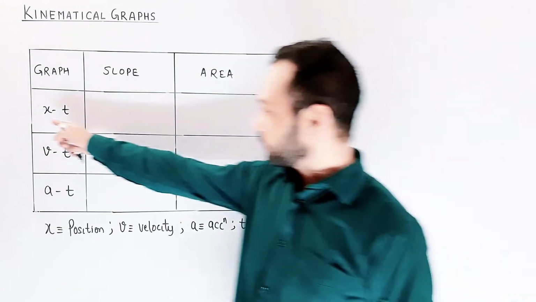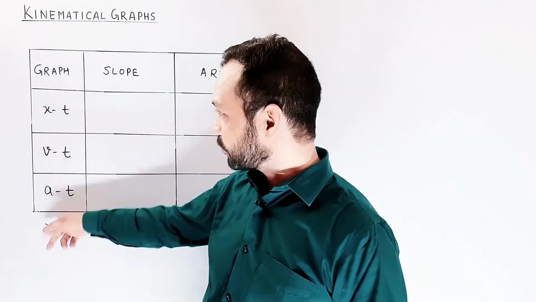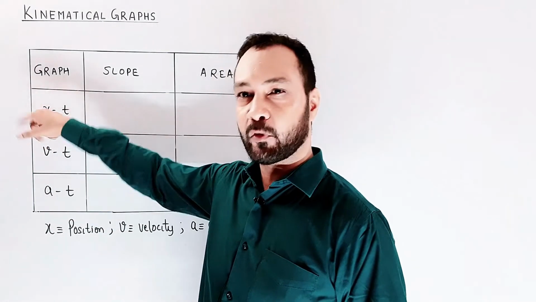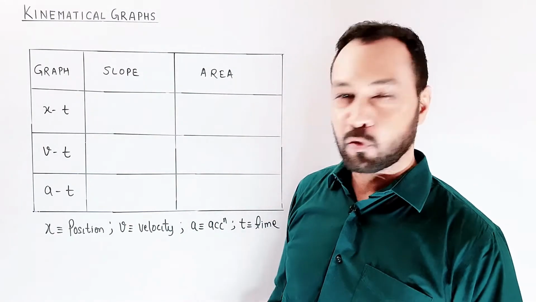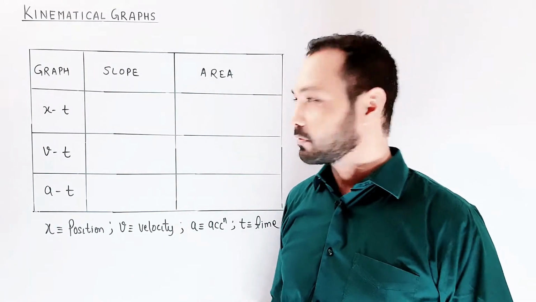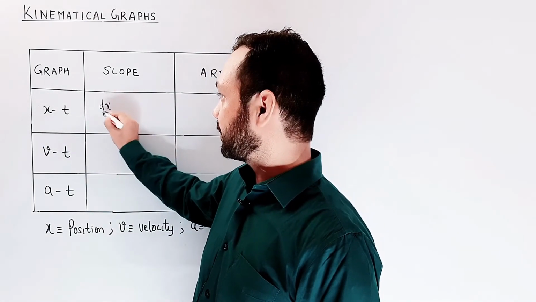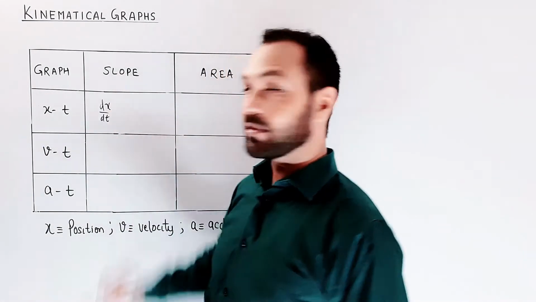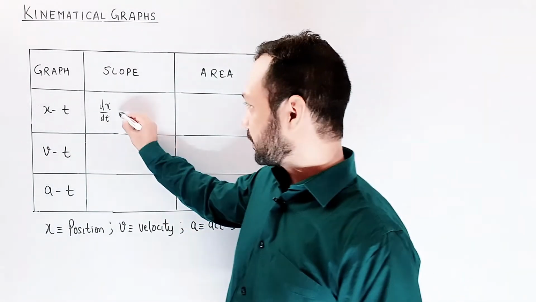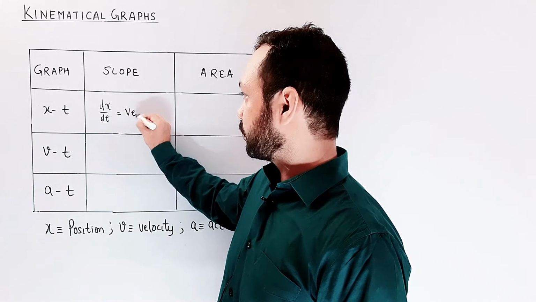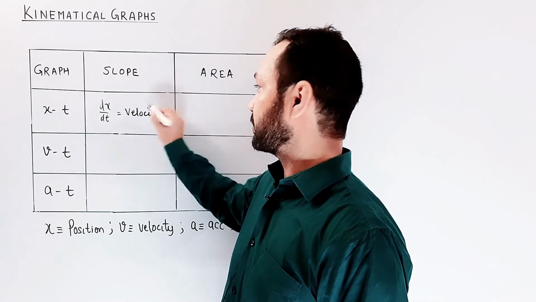The slope of xt graph would be, and one more thing, when I write xt, whatever I write first will be on the vertical axis, and whatever I write second will be on the horizontal axis. The slope of yx graph was dy by dx. The slope of xt graph would be what? dx by dt. And you know what is dx by dt in the rectilinear motion? That is the velocity. So one thing that you come to know, that the slope of position time graph will give you velocity.